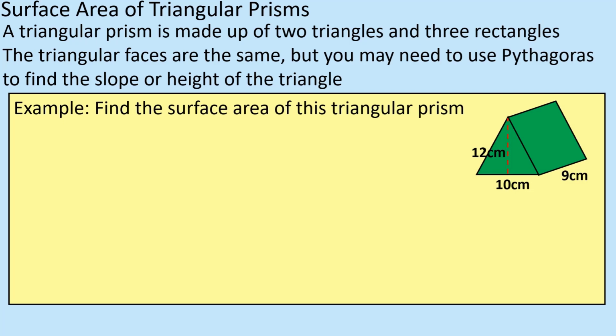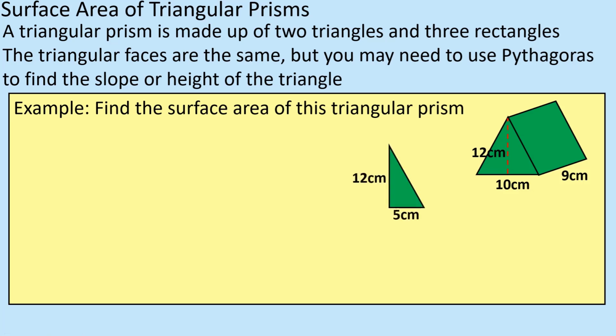So finding the surface area of the triangular prism. What you've got here, you've got 12 there and you've got 10 there. So the area of the triangle is relatively straightforward. It's half base times height. So half 10 times 12, 120, will be 60. But then you've got the back one as well, so it's going to be two of those.